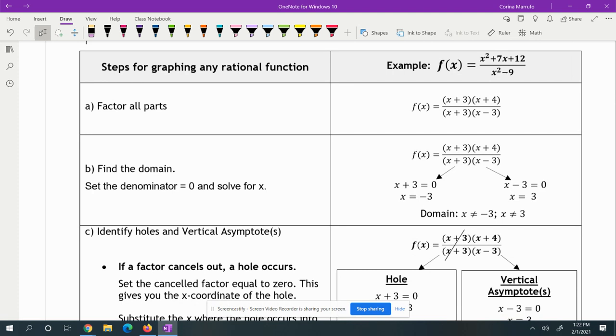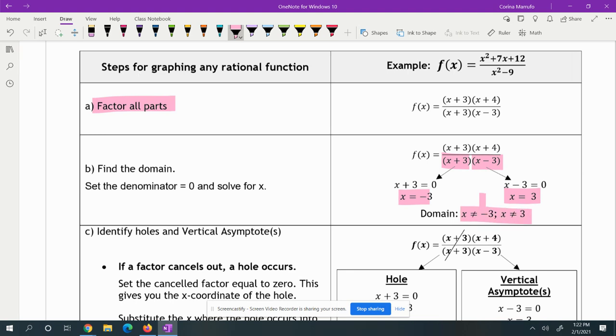You're gonna factor all the parts, okay? And so here's a part that's different than what we're used to. So after we factor all the parts, okay, we look, and then here, we find the domain just like we would with any of the other ones. We go ahead and set the denominator equal to 0 and solve for x, and you have here x is equal to -3, x is equal to 3, so your domain can't equal those two numbers, okay?